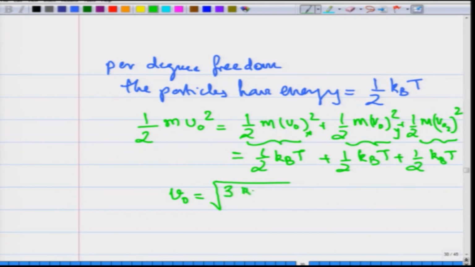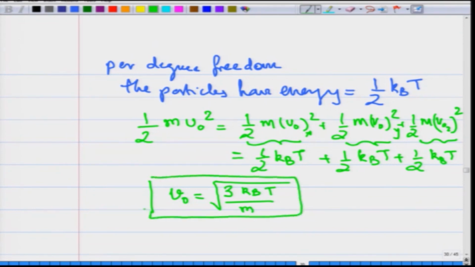And then V naught is equal to the square root of 3 kB T divided by m, where m is the mass of the electron, kB is the Boltzmann constant, and T is the temperature at which the metal has been kept. If you put in the numbers at a temperature of 300 Kelvin, which is room temperature, you will get a velocity of about 10 raised to 5 meters per second. This is the typical velocity with which the electrons are travelling in the metal.